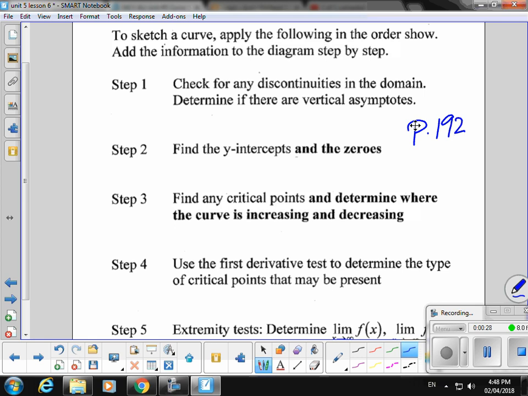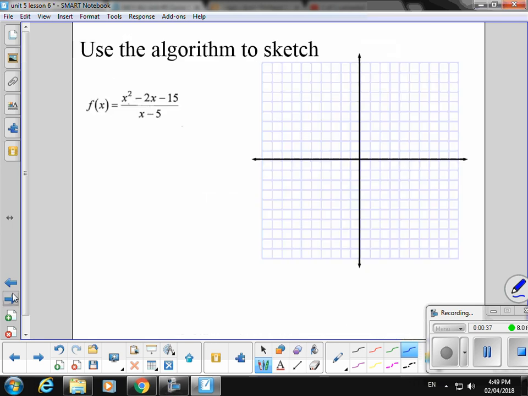So step number 1 is to check for any discontinuities in the domain and see if you have a vertical asymptote or not. So first example, we're going to keep flashing back to the screen, is this function. So step number 1, looking for number 1, we are looking for discontinuities in the domain.